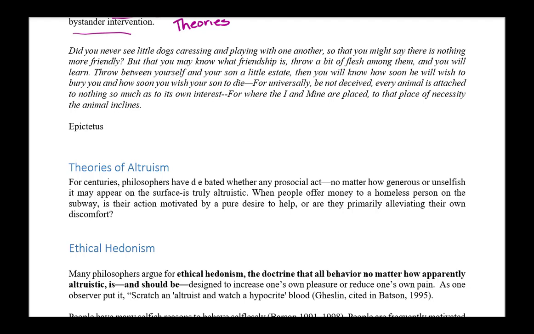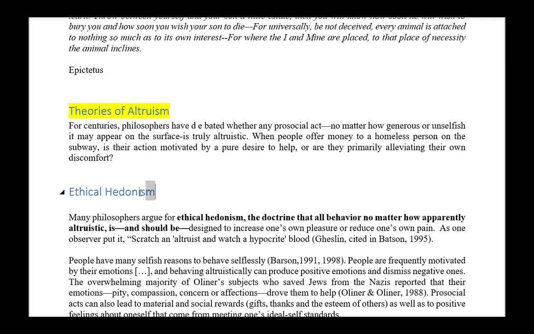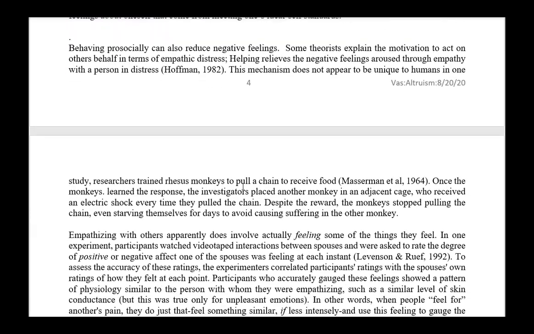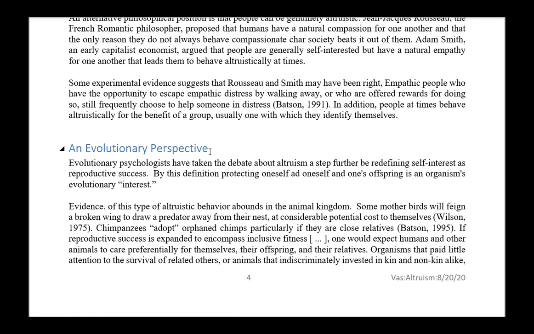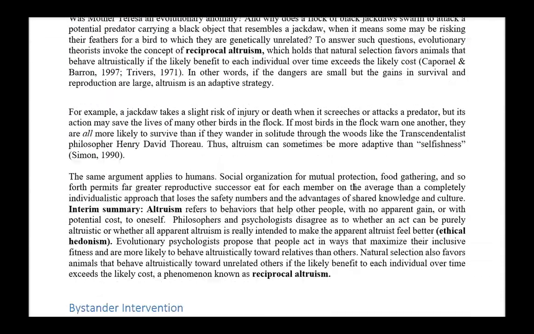So we can see here we have theories of altruism. This is a subheading, so I'm going to go ahead and highlight it. Next I have ethical hedonism, so I'm highlighting that. I'm scrolling, genuine altruism. I can see these are all the different theories of altruism. Then an evolutionary perspective. So they're probably going to talk about how we've evolved to do this.